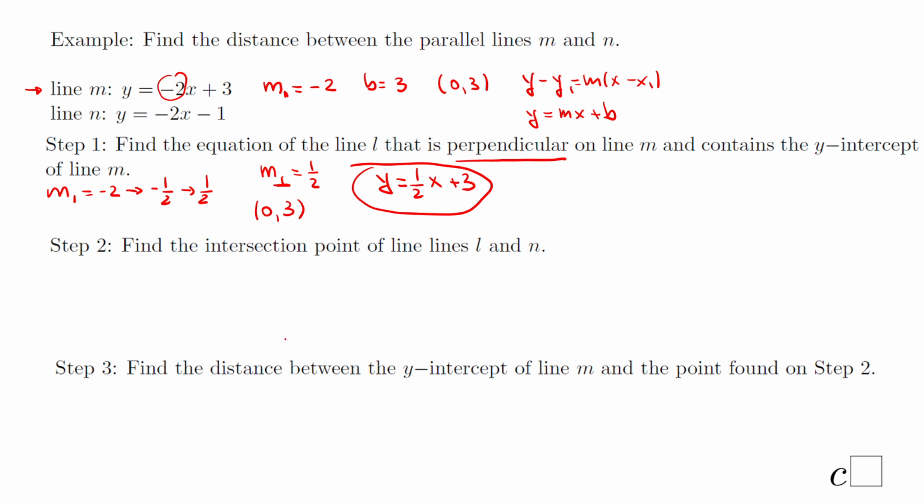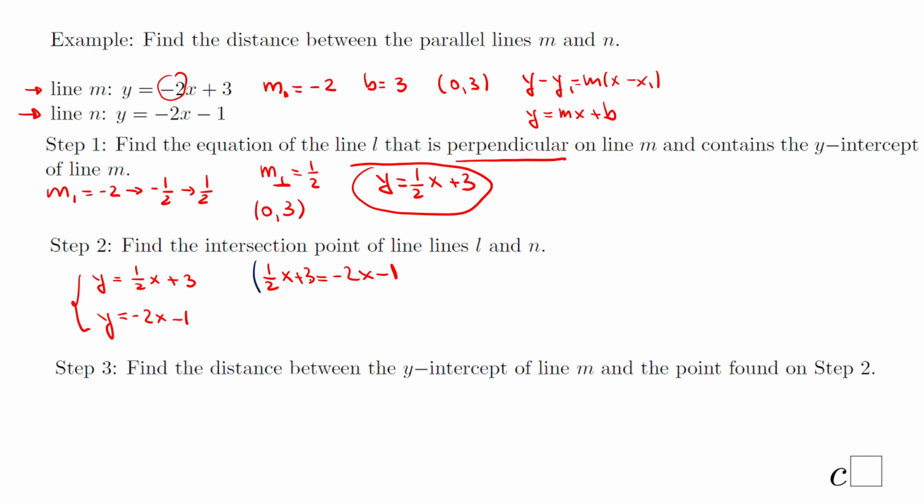Okay, find the intersection between line L, this one, and line N, the one that is right here. This is my second step, so I'm going to copy this. y equals 1/2 x plus 3. This is line L, and y equals -2x minus 1, the line N. So this is a system of equations, and we can use substitution here, and we get 1/2 x plus 3 equals -2x minus 1.